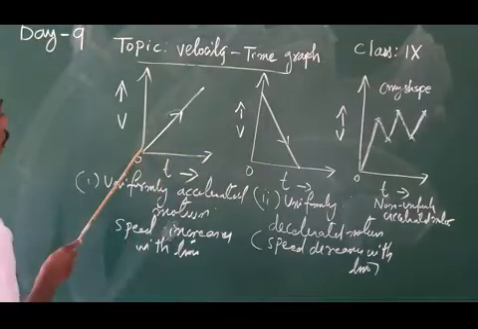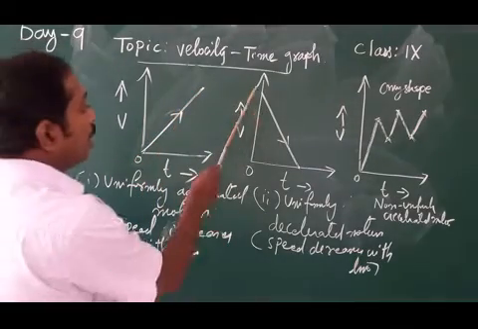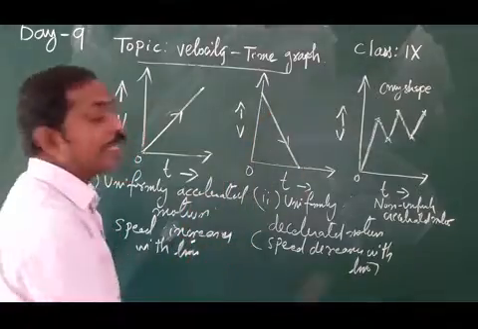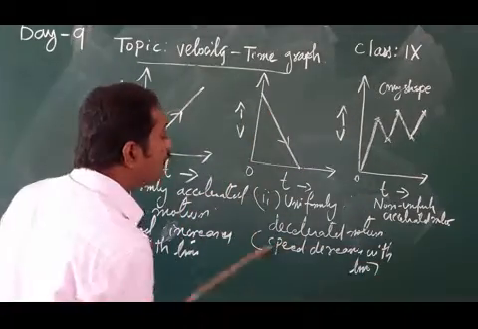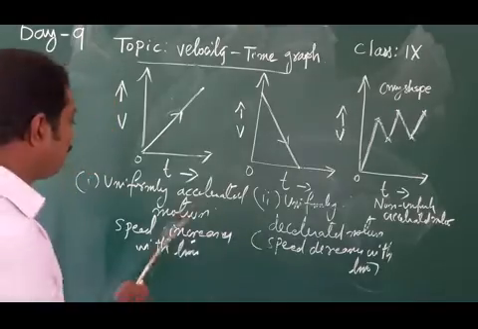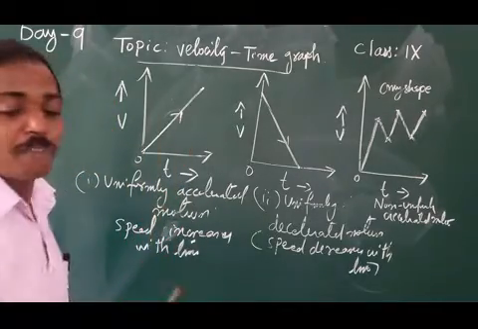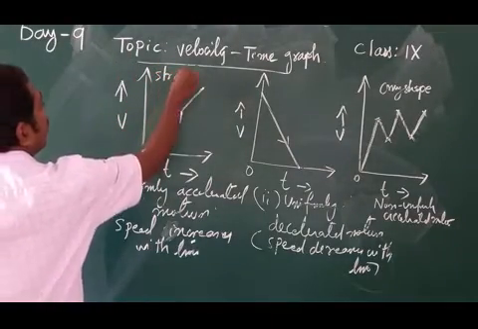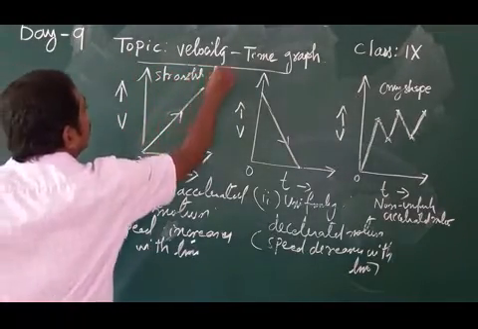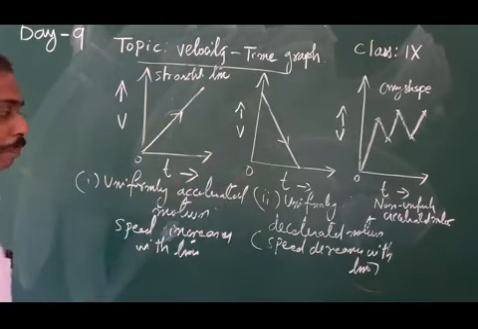Here is uniformly accelerated motion, a straight line. Here is uniformly decelerated motion, meaning speed decreases with the time. Previously speed increased with the time only. That's why the nature of the graph is a straight line. In both cases it is a straight line only, but here it increases with the time, and here it decreases with the time.